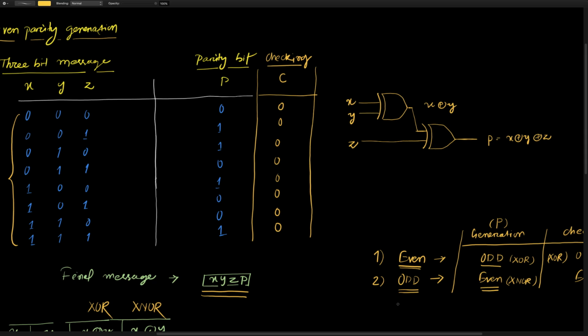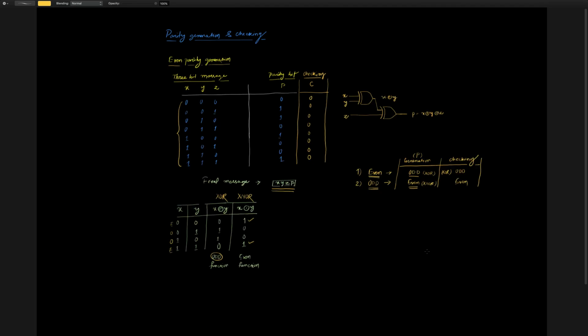For odd parity generation and checking, the method is reverse. Wherever you use the XOR gate, you have to use XNOR, and wherever you use XNOR, you have to flip it, so different methods are followed. So this is about your parity generation and checking.